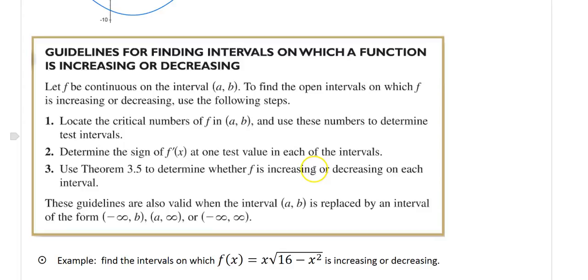So this is basically the steps of what we did. We set up our open intervals, we found our critical numbers, we set up the intervals, we determined the sign of f prime of x on one test value, and then we used theorem 3.5 to determine what we were doing. And you can absolutely have intervals that go from negative infinity to infinity. And if there are no critical numbers, it may be that you're actually increasing on the whole interval or decreasing on the whole interval. So let's do another example.